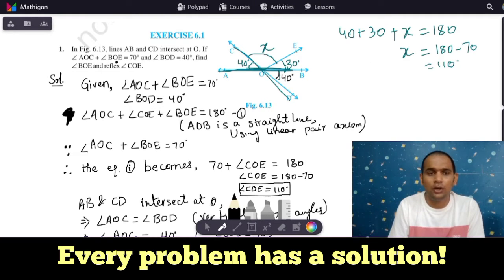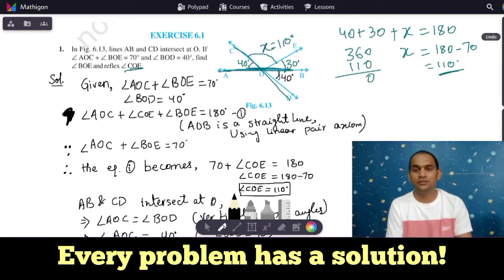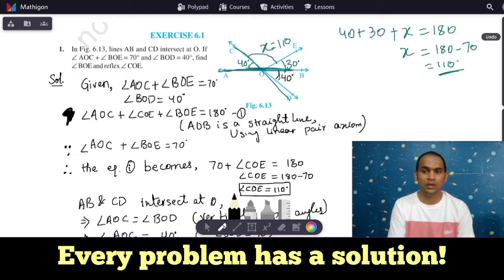That will give you 110 degrees. So we have already found BOE, which is 30 degrees, and X is now 110. So what will be the reflex of X? X is nothing but angle COE, right? Reflex of COE will be 360 minus 110. That is how you get 250 degrees. So the reflex of COE will be 250 degrees. I hope that makes sense very clearly.